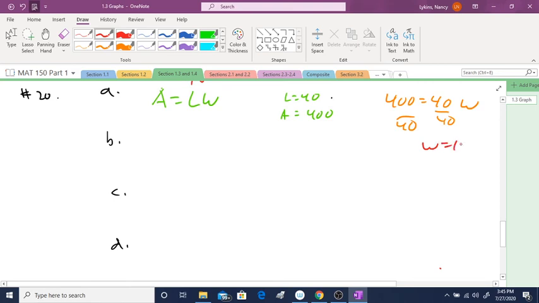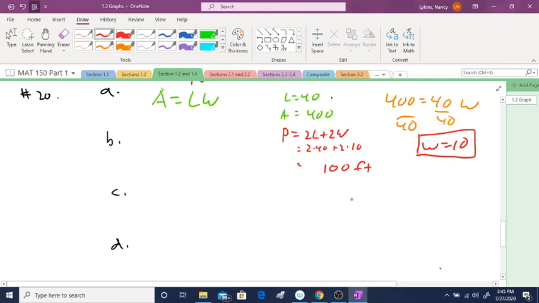You have to be careful because on tests and homework problems, the width we could say is 10, but what you want to know is the perimeter. So perimeter is always going to be 2L plus 2W. So the perimeter of this is going to be 2 times 40 plus 2 times 10, which comes out to be 100. 100 what? 100 feet.